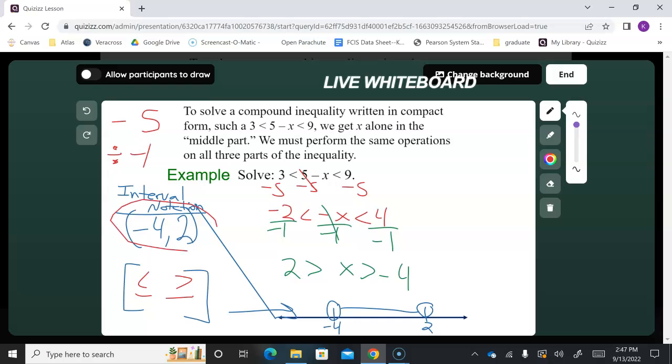Interval notation, inequality, graph. When I ask for one, you need to be able to know which one I'm asking for: inequality, interval notation, or a graph.